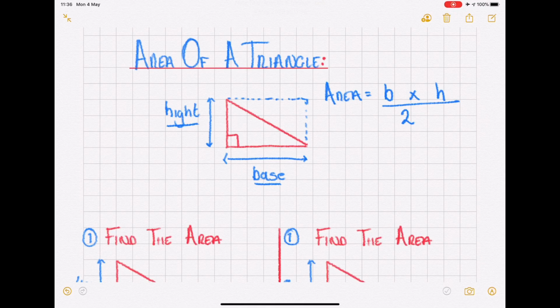If you imagine that I filled in the rest of those lines, you can see that this shape is a rectangle. The triangle is going to be half the area of that rectangle because it's half of that rectangle. So that's the reason why it's base times height divided by 2.